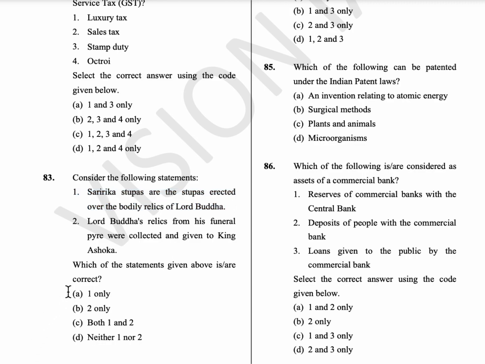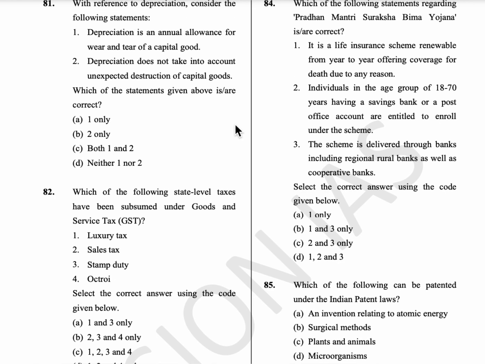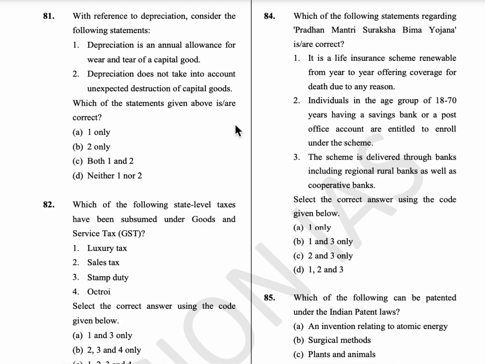So option A. 84th question, with reference to the statements regarding Pradhan Mantri Suraksha Bima Yojana. First statement is it is a life insurance scheme renewable from year to year, offering coverage for death due to any reason. First statement is wrong because it is not for any reason. If the death occurs due to accident, then the insurance is given under this Pradhan Mantri Suraksha Bima Yojana. So first statement is wrong.